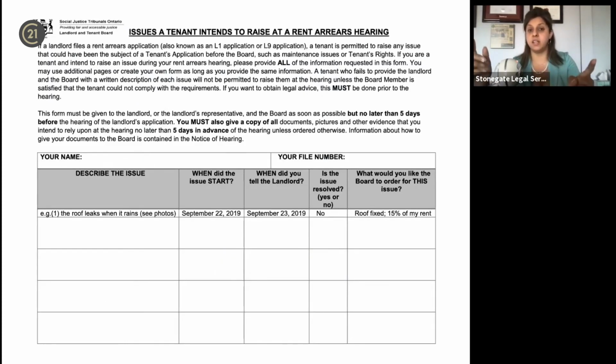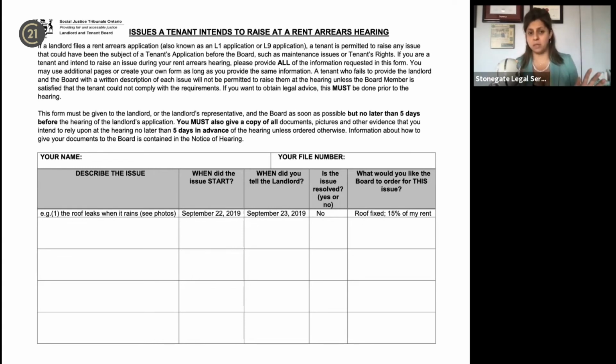Now, this is a screenshot of Section 82 issues that a tenant can raise at a hearing. This is exactly the form that we receive from the board, exactly as it looks. It will allow the tenant to describe the issue, when the issue started, when they informed the landlord, whether it hasn't been resolved, and what the tenant wants the board to issue, an order that the board issue or take into consideration. I'm going to send a copy of this presentation to Tina, and she can send it over to you guys. You can have a look at it, and it will give you a better idea.